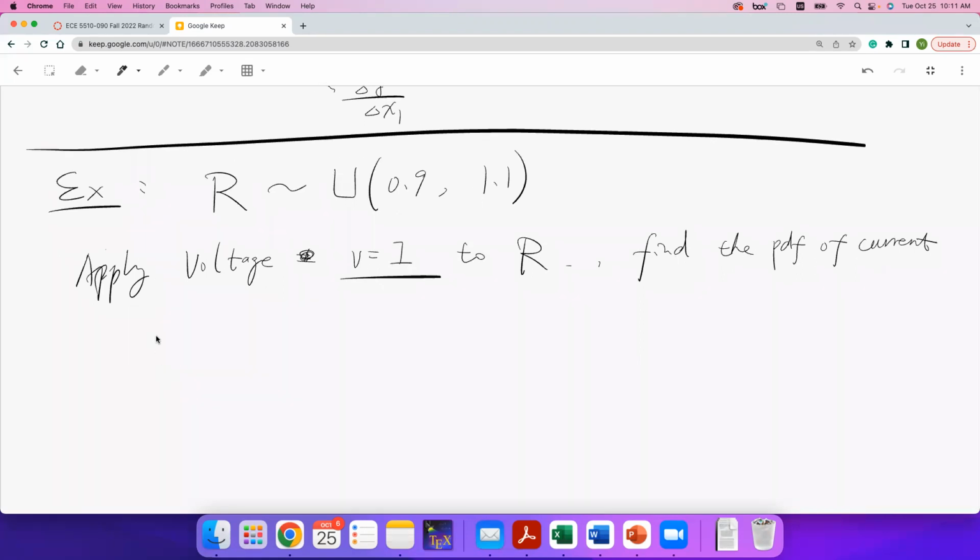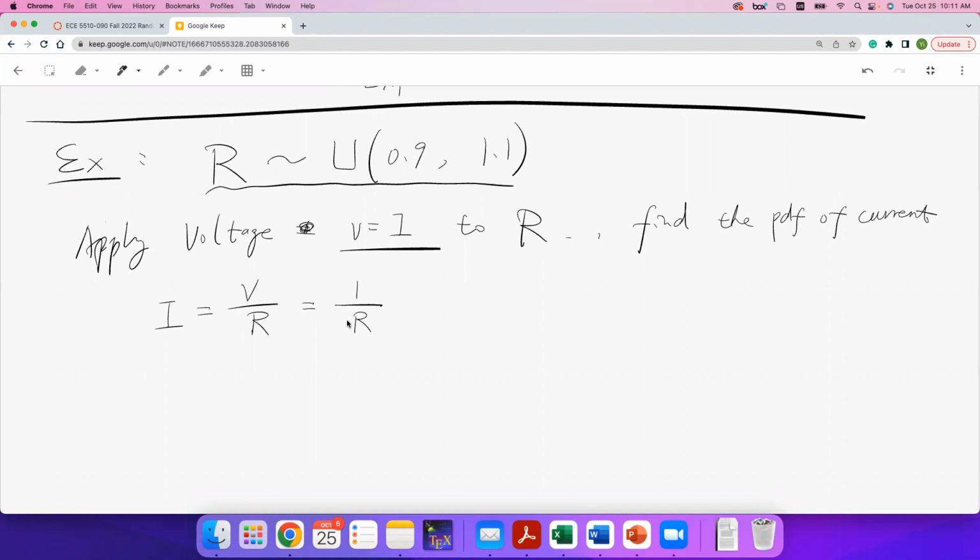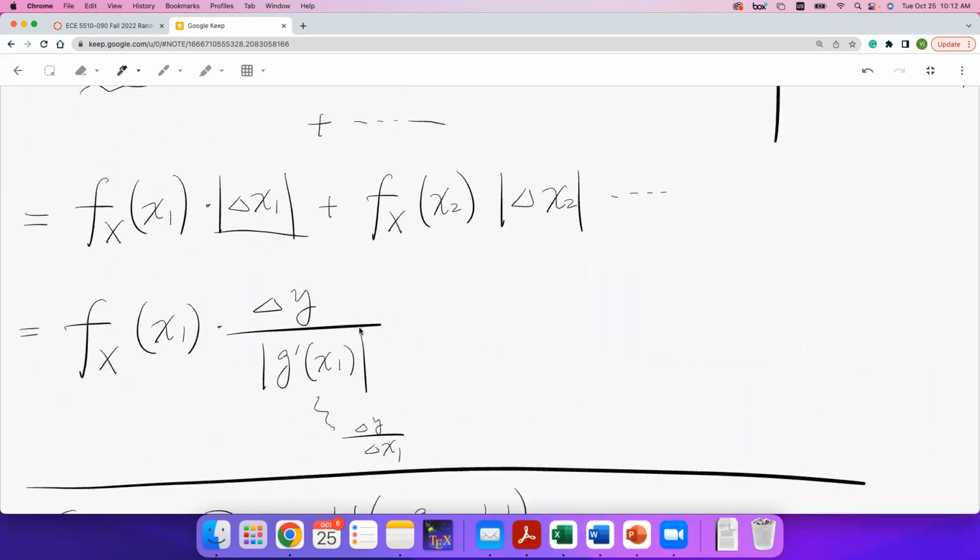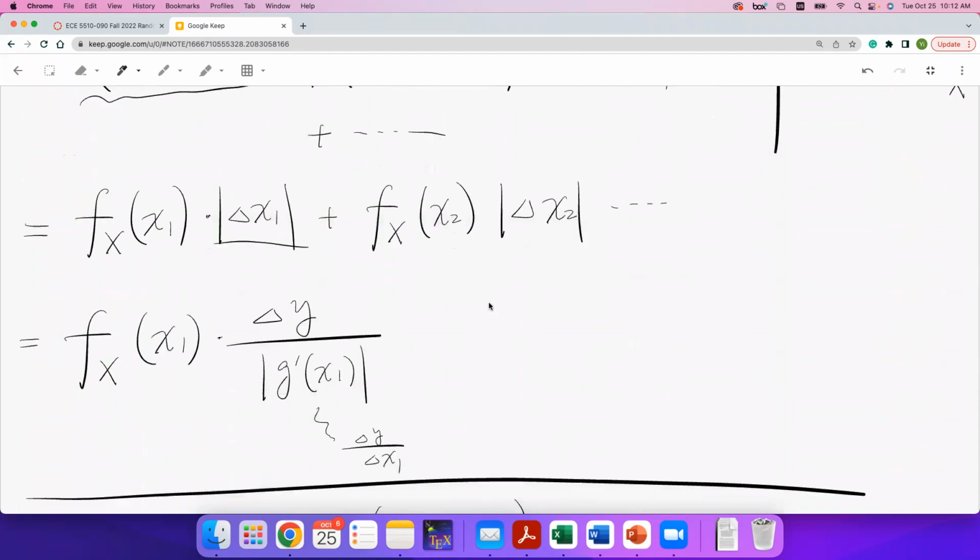So we know that the current I is the voltage divided by the resistance. Now this voltage is a constant 1, so it's 1 over the resistance. But in this case, the resistance is a random variable, due to manufacturing variations. So the current is 1 over this random variable R, and this is a function of a random variable. We are given the PDF of R, which is a uniform PDF over 0.9 and 1.1. So we have the PDF of R, we have this function, so we can apply the fundamental theorem to calculate the PDF of this current.